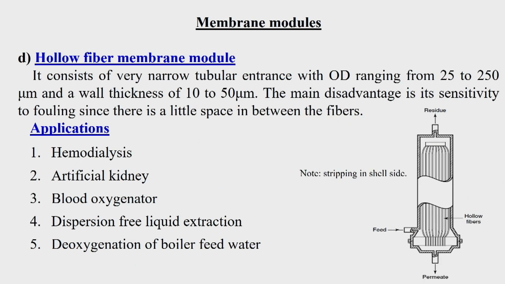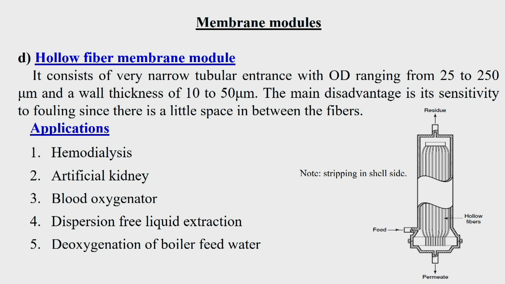Then the fourth type is the hollow fiber membrane module. This is another form of the tubular membranes, but it consists of very narrow tubular fibers with outer diameter ranging from 25 to 250 micron, and wall thickness of 10 to 50 micron. The main disadvantage is its sensitivity to fouling, since there is little space in between the fibers.